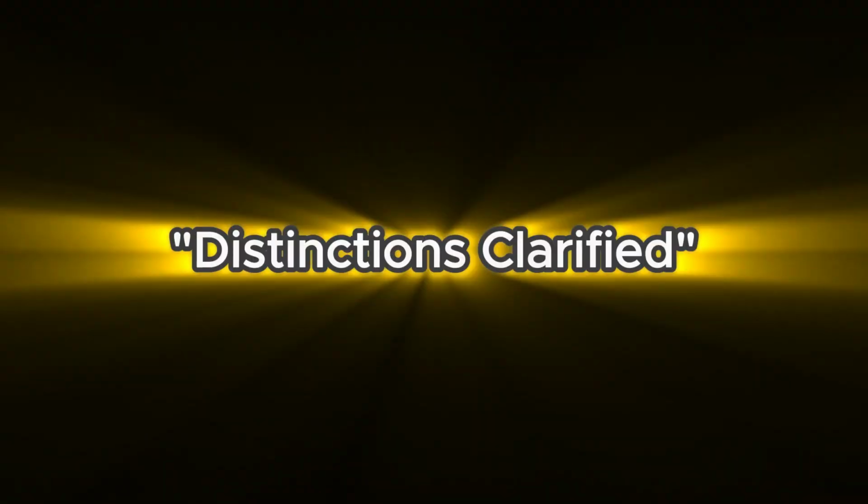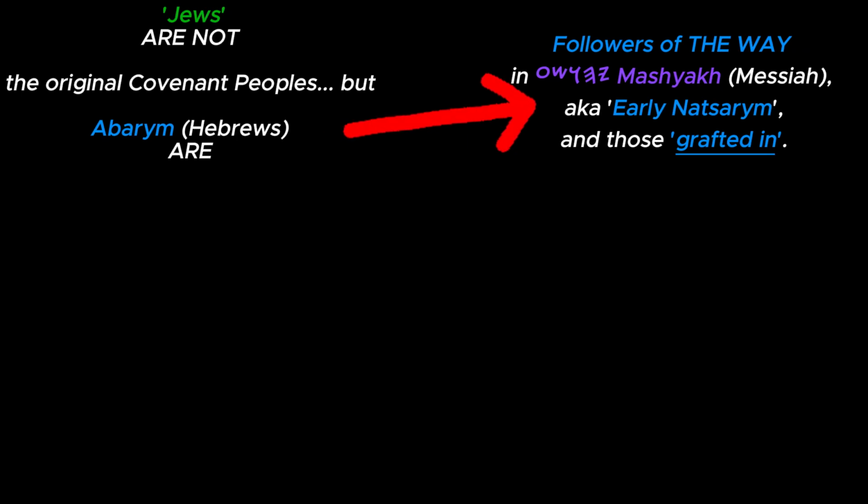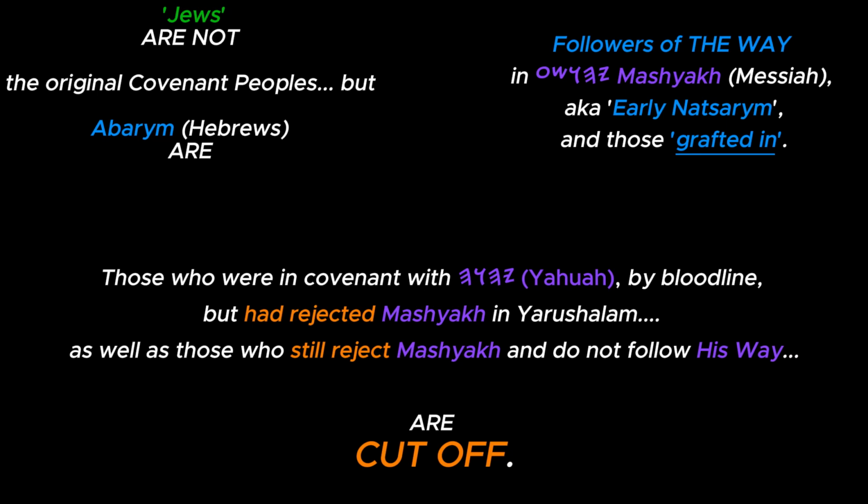Distinctions clarified. Jews are not the original covenant peoples, the Abarim are. Followers of the Way, or early Nazarim, observe Torah, appointed times, and Shabbatot, while rejecting practices which were rendered obsolete by the completed work of Yahushua Mashiach. This distinction explains historical confusion between Jews and followers of the Way, or early Nazarim.